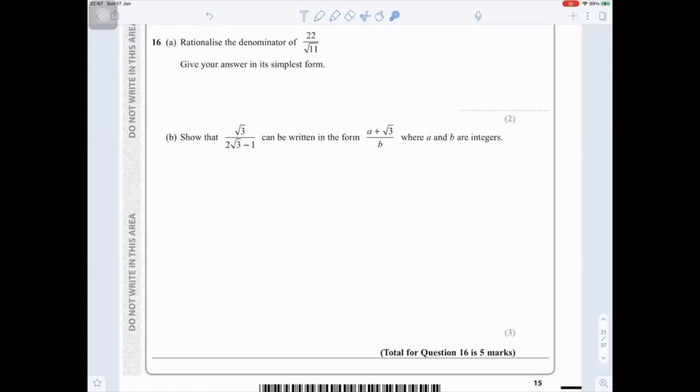Question number 16. Rationalize the denominator of 22 divided by square root of 11. Give your answer in its simplest form. Part B.